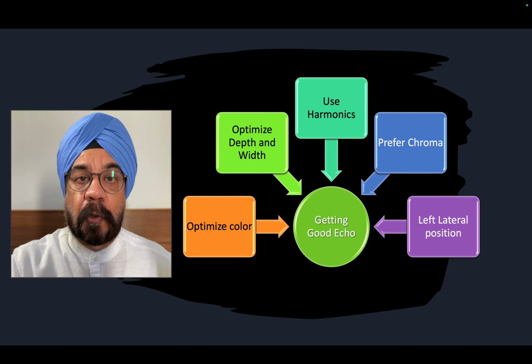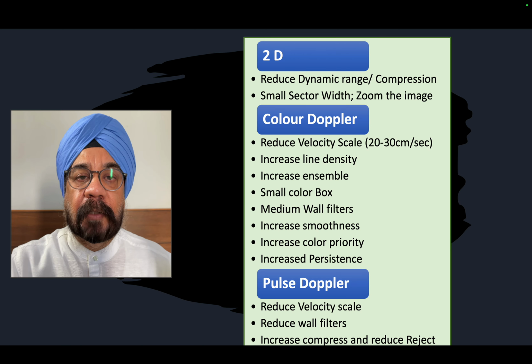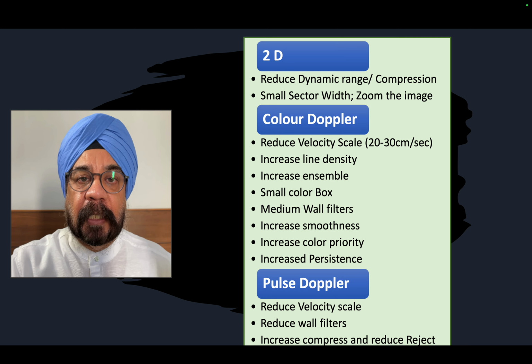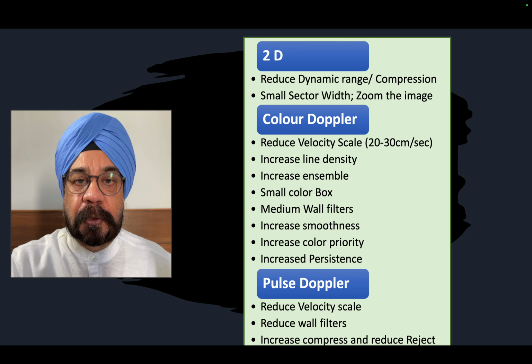So you have to optimize the image beautifully so that you get the best frame rate and the best color fill. These are the ways in which we can do that. I am going to take not all but a few of these which are relevant and important for coronary artery disease, and more so those which are not commonly understood.